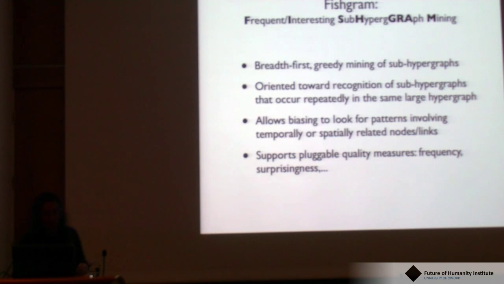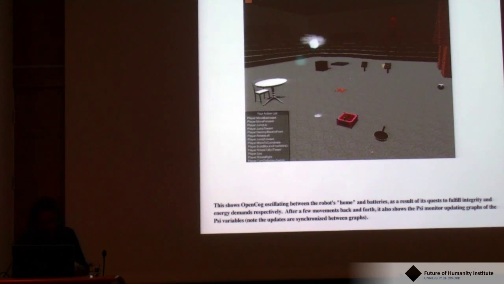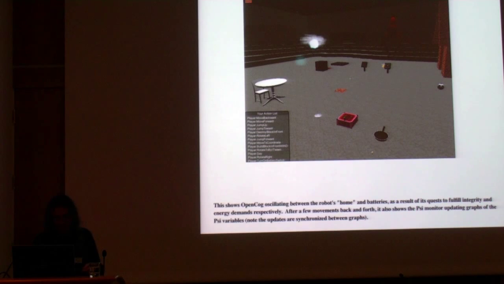And we work with many different quality measures. So you can look for frequent subhypergraphs. You can also look for surprising subhypergraphs using information theory, specifically a quality called the interaction information as a measure of surprisingness. So the specific experiment I'm going to show here used an earlier version of our game world, which had a bunch of kitchen stuff in it.